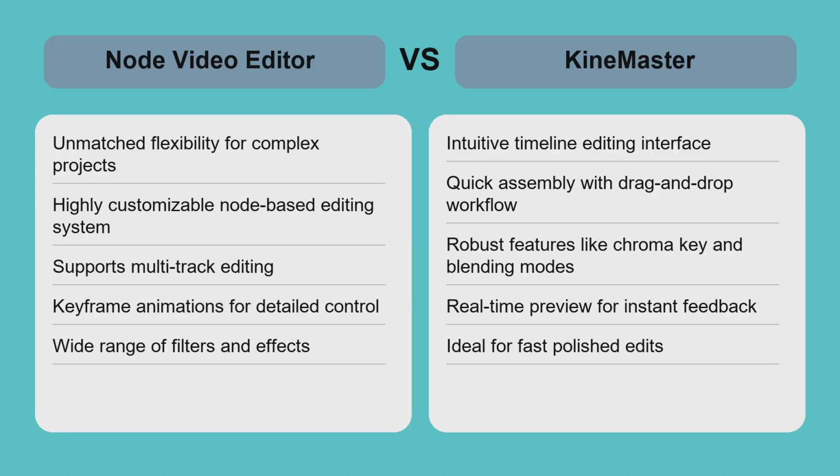Node Video's node-based system offers unmatched flexibility for complex projects, perfect for users who want to build custom effect chains and detailed animations. However, this power comes with a learning curve and slower workflow. KineMaster, with its timeline interface, excels in speed and ease, letting users quickly produce polished videos with professional features like chroma key and multi-layer editing. For fast content like YouTube Shorts or social media posts, KineMaster's simplicity is a major advantage. In contrast, Node Video is better suited for creators who prioritize creative experimentation and advanced effects.